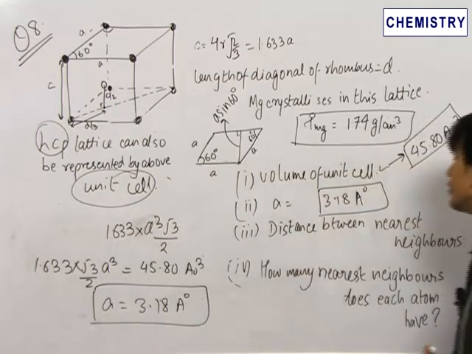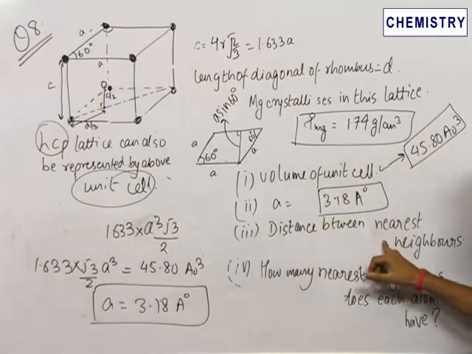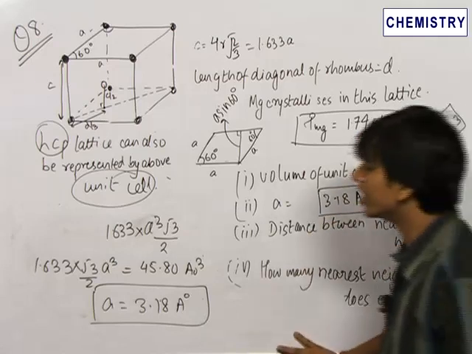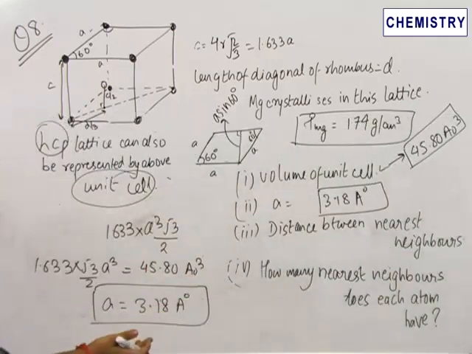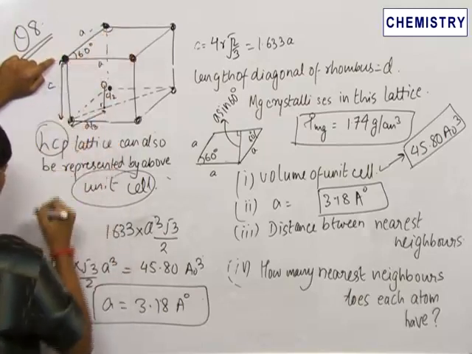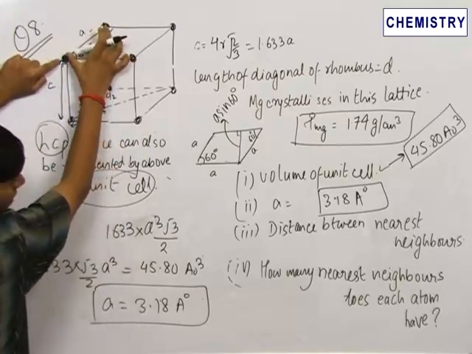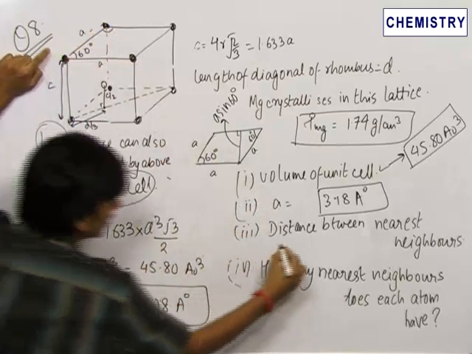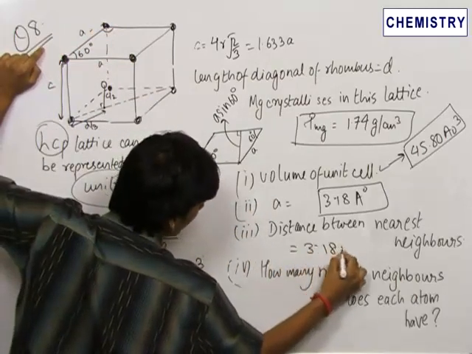The third part is we need to find out the distance between nearest neighbors. Now to find out the distance between nearest neighbors, it is very simple. It will again be equal to 3.18 angstrom, because in this hexagonally close packed structure, these two atoms are in contact. Therefore, the distance between nearest neighbors will be equal to A, that is equal to 3.18 angstrom again.